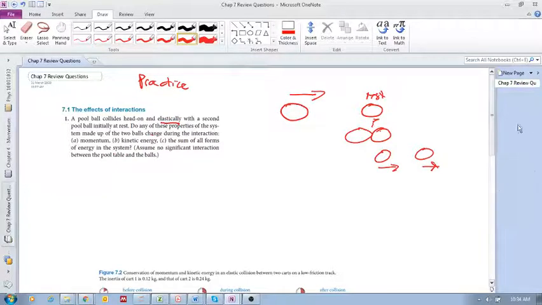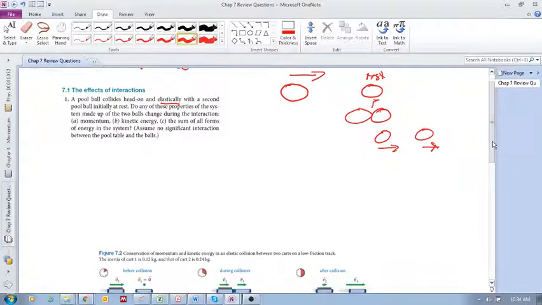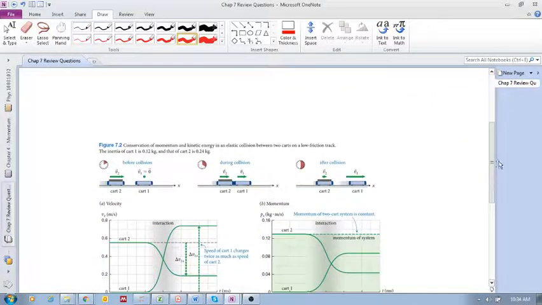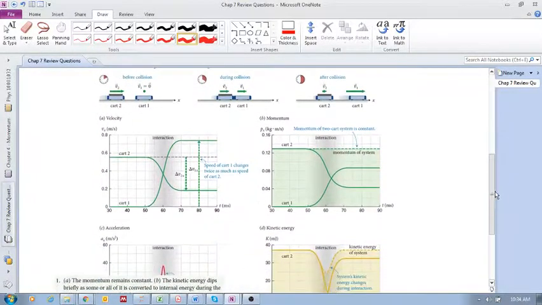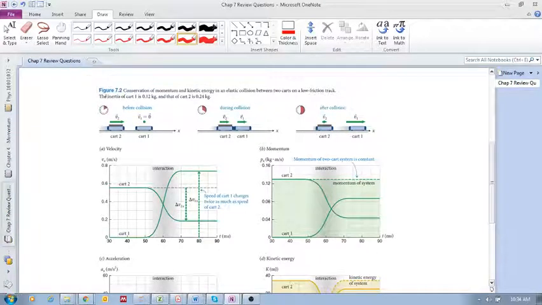Alright, so I'm so glad that you paused the video and you went and tried it. I know you did that. Okay. So what happens during an interaction in terms of the momentum? So this is from figure 7.2. Here we have exactly the same idea. You've got a cart colliding, interacting with a cart at rest. Cart 1's inertia is half that of cart 2.